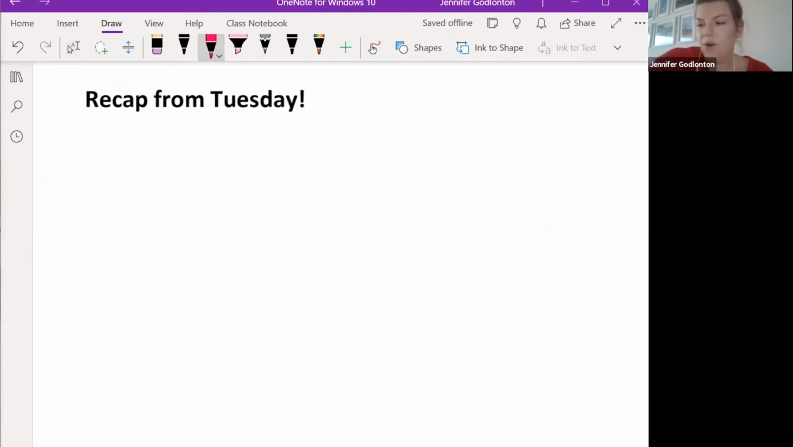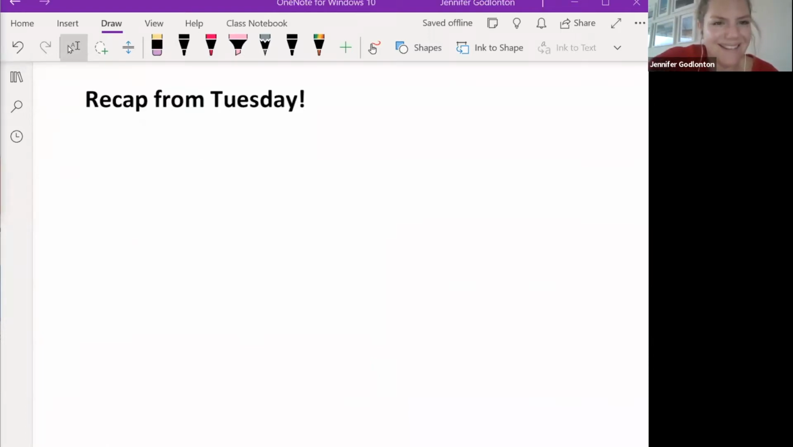Recap. What is my symbol for congruency? What is the symbol that I use for congruency? I'm having like no hands and no answers. Thank you. Babawa, what is my symbol for congruency?